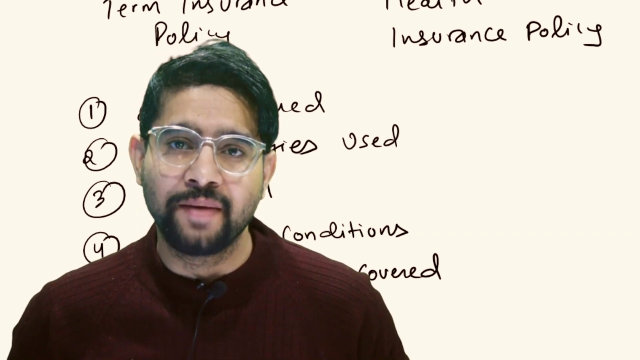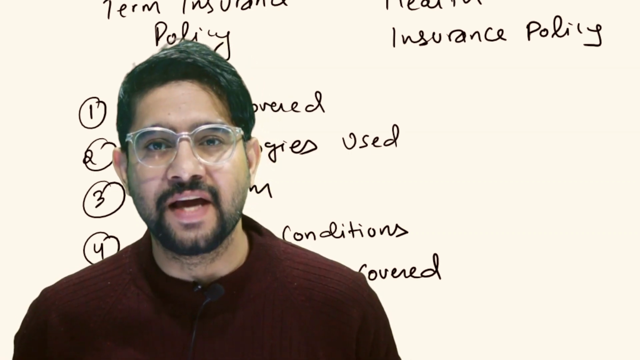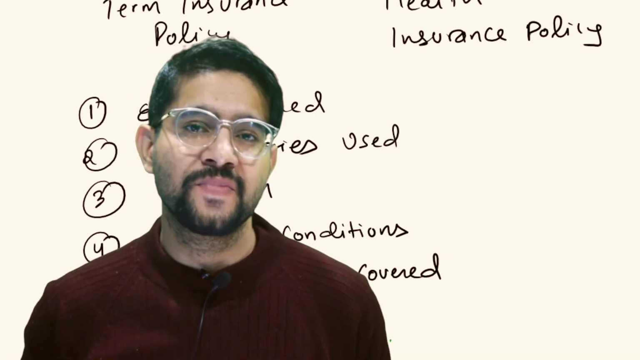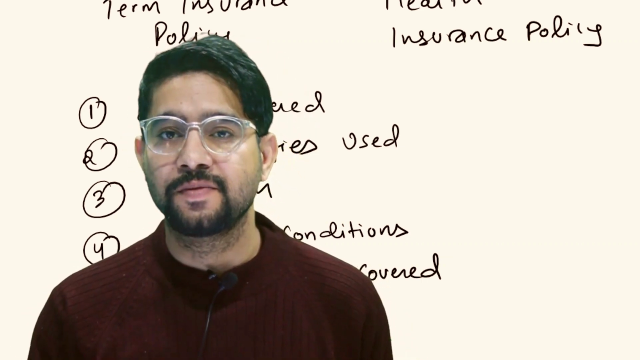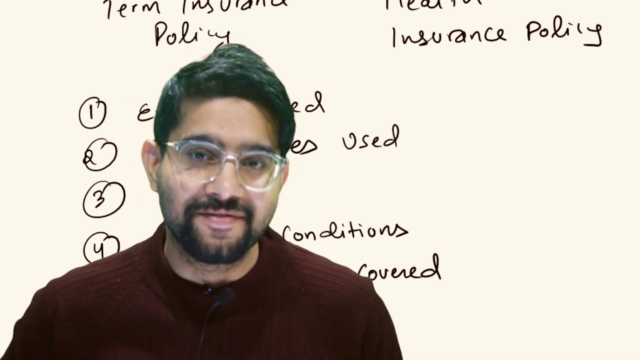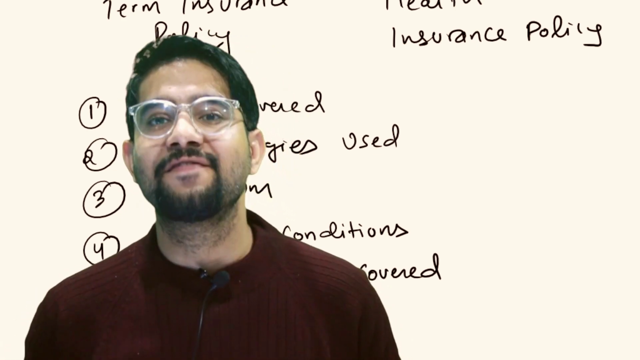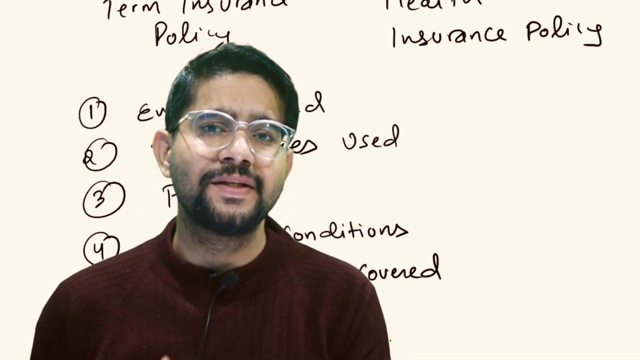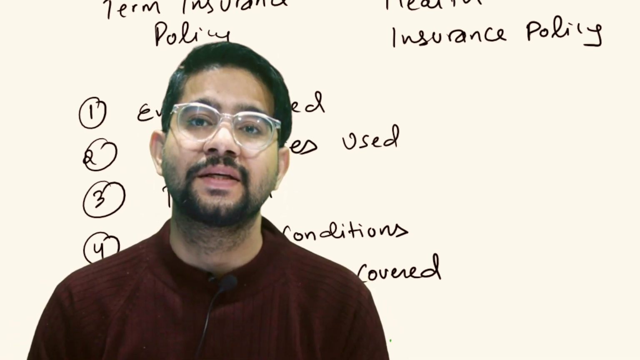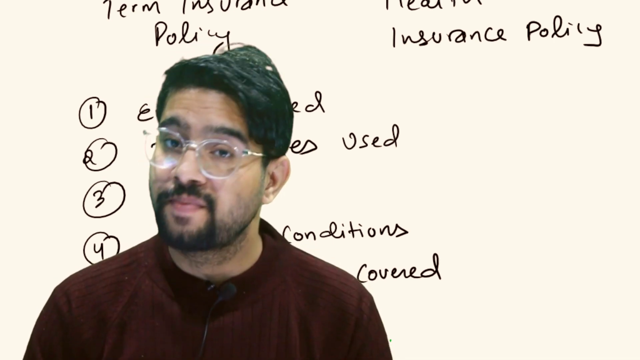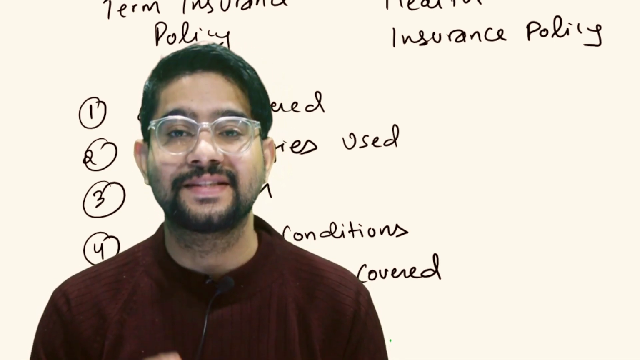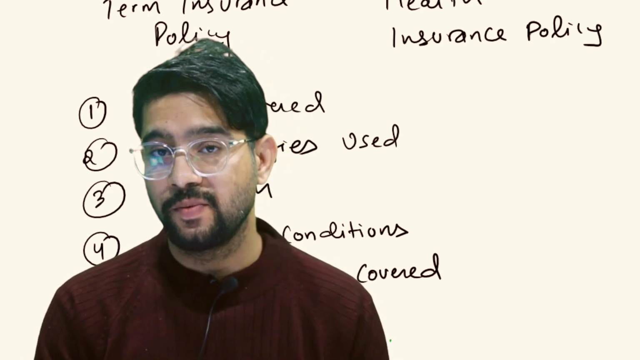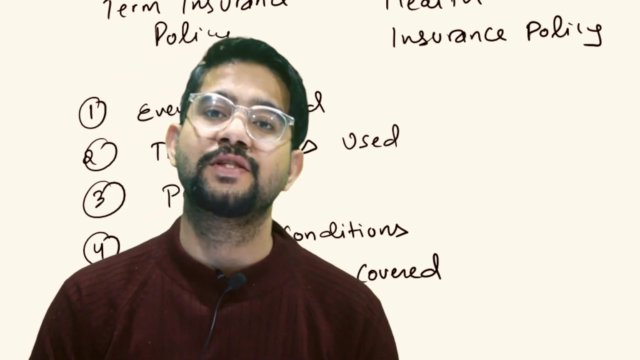In this video, I am going to discuss two different types of insurance policy. One is term insurance policy and another is health insurance policy. We will see the difference between these two policies in 5 different headings, namely events covered, the terminology that is used, the third one is terms and conditions of the policies, the fourth one is the amount of premium that you pay, and the fifth one is areas which are covered by the insurance policy.